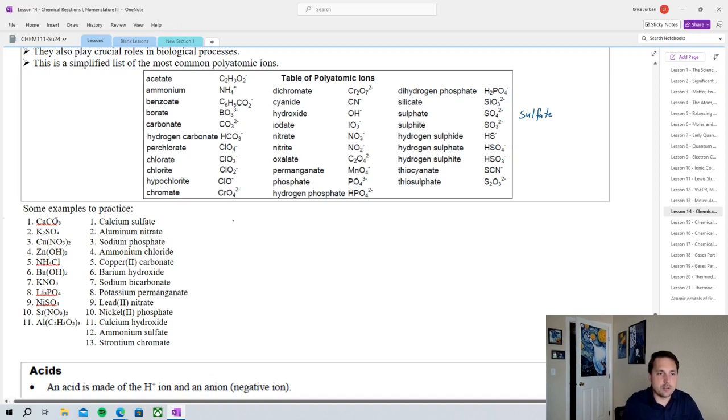So CaCO3, this is calcium carbonate. And why is it calcium carbonate? Well, it's composed of calcium, and it has the polyatomic ion carbonate, which you can find up here, CO3 2-. All we're doing is combining the metal name with the polyatomic name. Now, what about if we have a metal that has a variable charge?